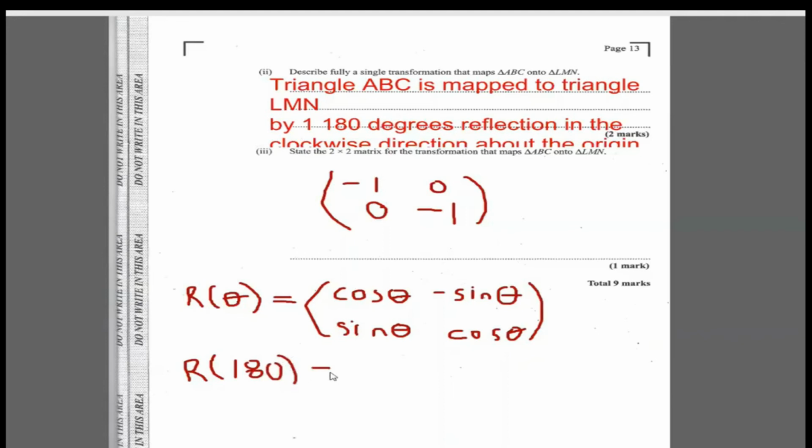Putting in 180, you get the cos of 180, and the cos of 180 is -1. The sine of 180 is 0. So these are 0. All right. And the cos of 180 again is -1. And so that tells you that this is the matrix.